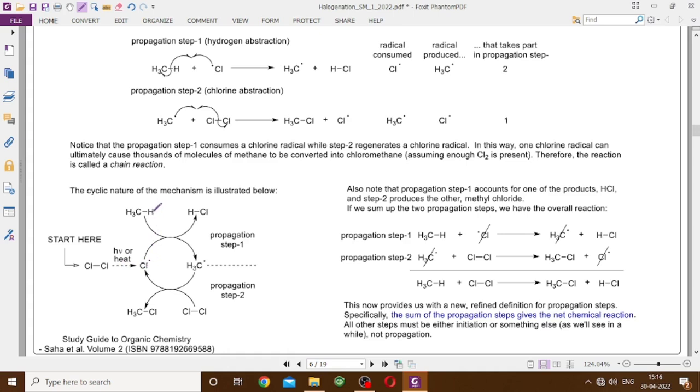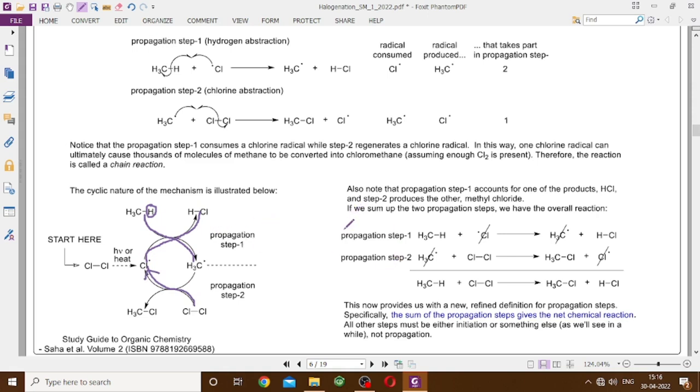So this chlorine dot is abstracting this hydrogen, becoming HCl, and this CH3H is now being taken into the form of CH3 dot. Now this CH3 dot, the upper part of the diagram, consists of propagation step 1, and then CH3 dot takes away one chlorine, gives you CH3Cl, and this chlorine molecule becomes the Cl dot, which again takes part in the propagation step.